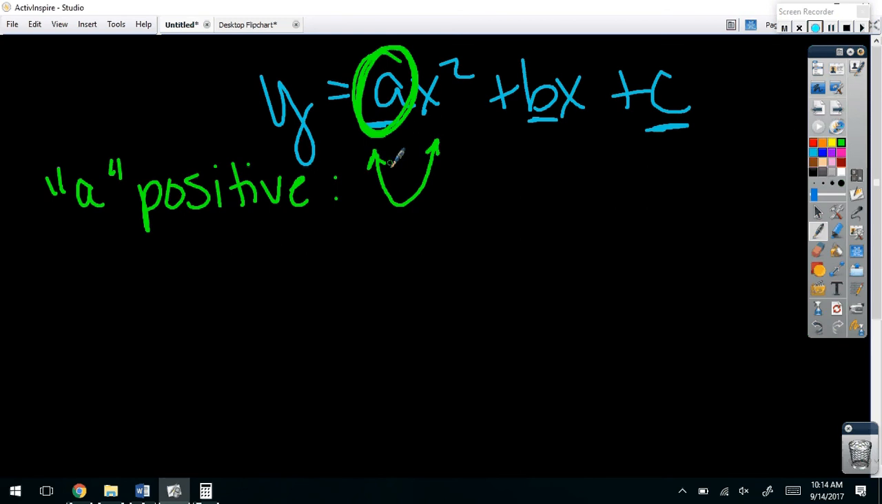Oh, so the quadratic's got different points, like the 2, 5, and 4. Yeah, we're gonna talk about how we find those points.